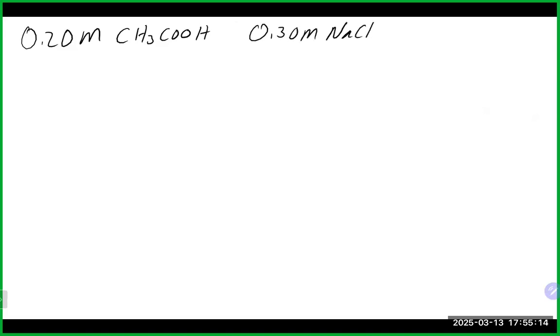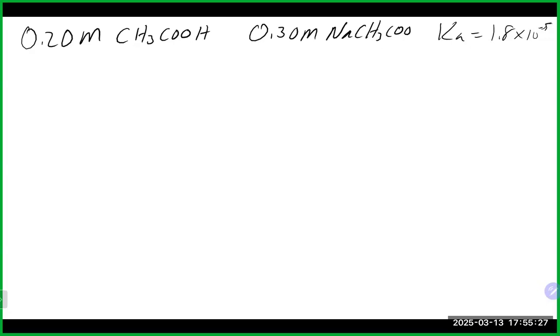So let's do this one together and see what happens in this case. We're still going to have our 0.2 molar acetic acid, but we're also going to add in 0.3 molar sodium acetate. And in this case, the Ka value is still the same for our acetic acid, 1.8 times 10 to the minus 5.